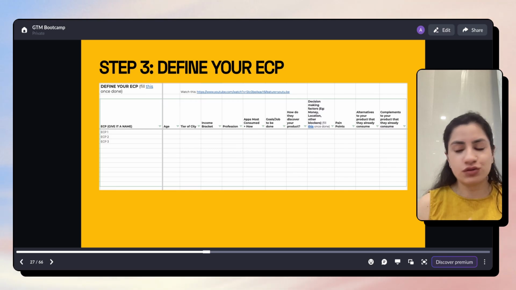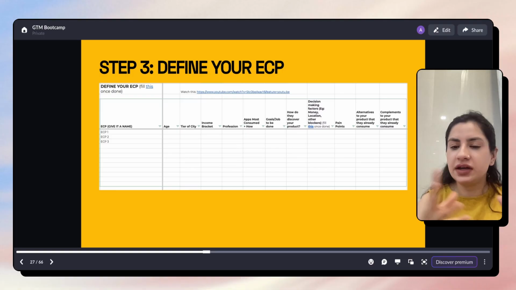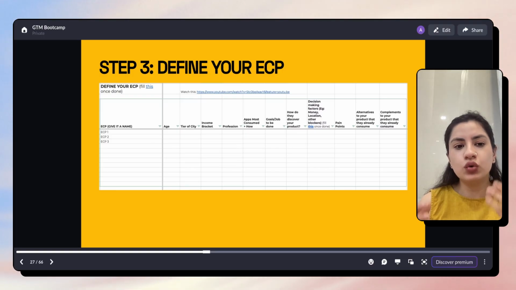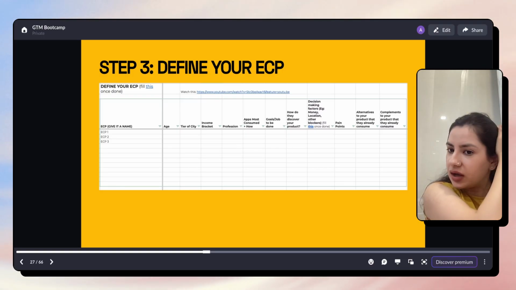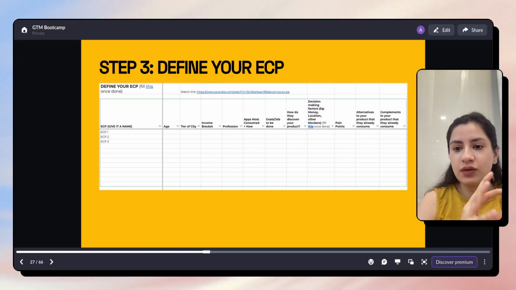So those are also important things. Don't let it be just quantitative feedback of who your ECP is. Go deep into the quality of their lives, how they're leading, what their blockers are, and where they're spending most of their time. Those are going to be important things for you as you build this out.